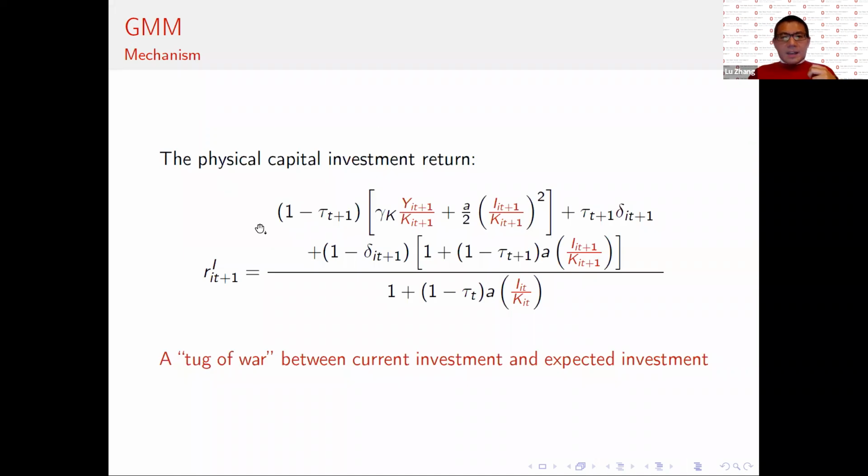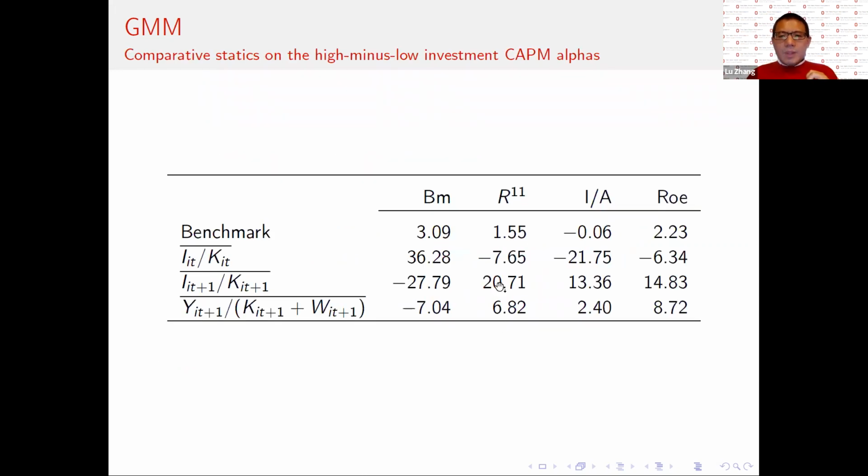Intriguingly, according to our model, value and momentum in a sense are derived from the same, or a highly similar, if not identical, economic mechanism. It's just the two forces, current investment and next period investment, are dragging expected return towards opposite directions. For value, current investment is winning. For momentum, next period investment is winning. That's what we see out of this comparative statics. The results for investment premium and ROE premium are similar, although to somewhat of a lesser degree. I'm going to skip the details. The mechanism is similar.